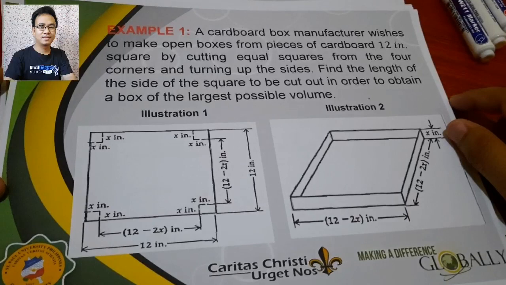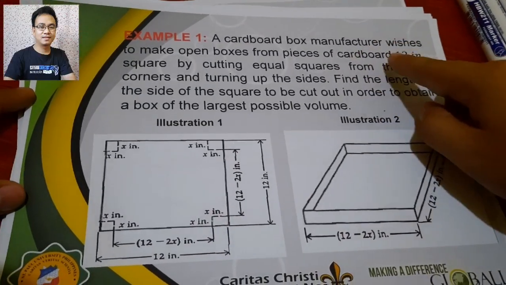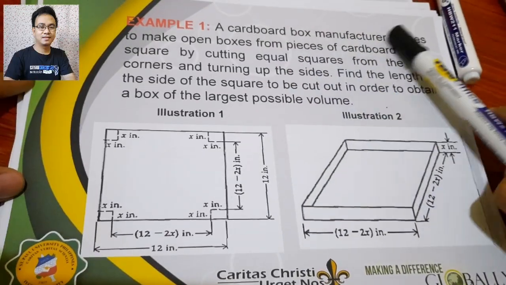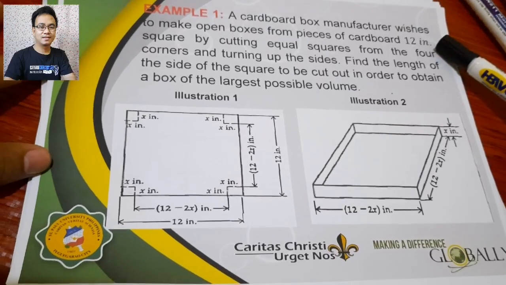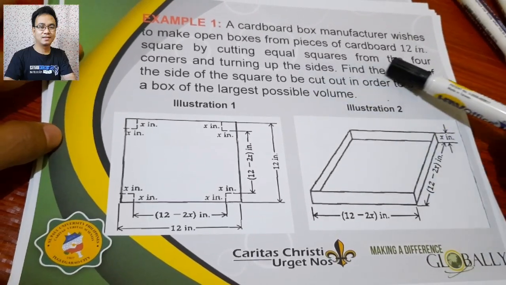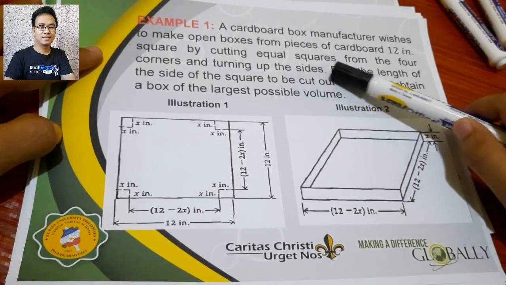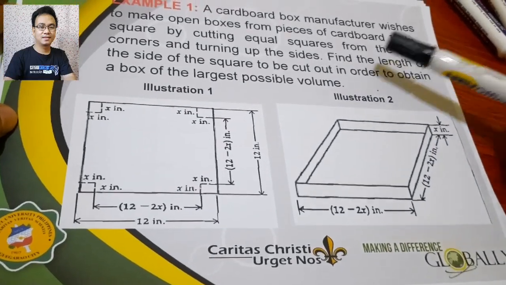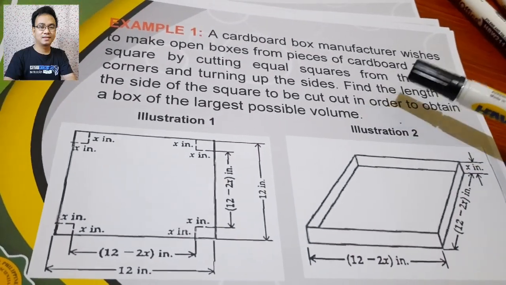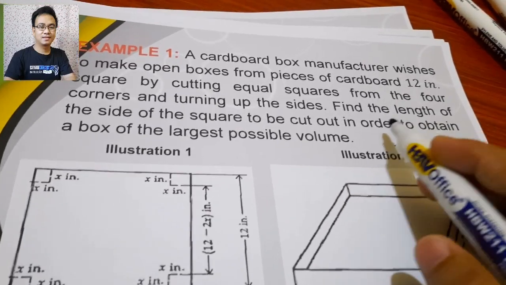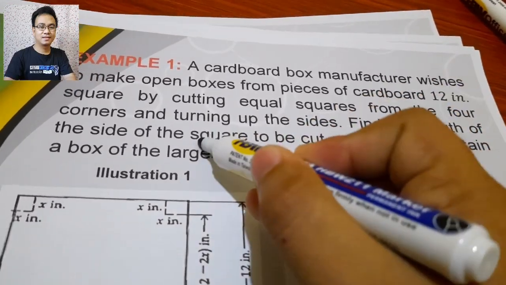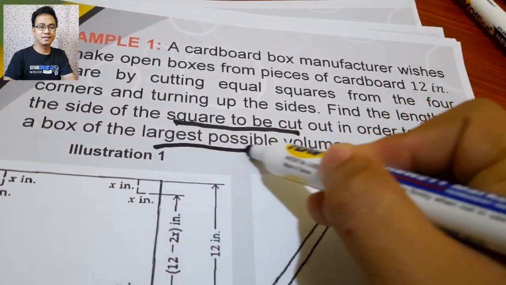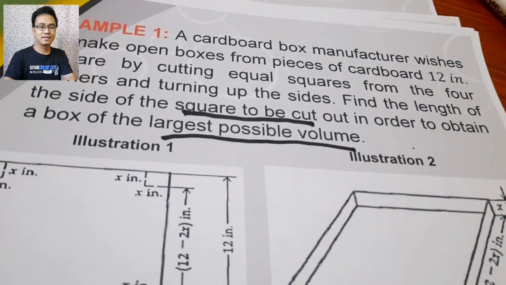So our first example: a cardboard box manufacturer wishes to make an open box from pieces of cardboard 12 inches square by cutting equal squares from the four corners and turning up the sides. Find the length of the side of the square to be cut out in order to obtain a box of the largest possible volume. Take note of that. We need to obtain the length of the side of the square to be cut out in order to find the largest possible volume.